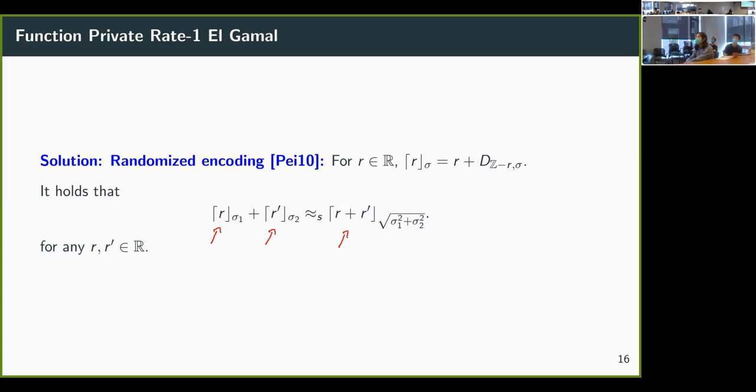Just a quick question about the notation. So the bracket r subscript sigma is an encoding of a real number r, and this is essentially a discrete Gaussian sample centered on r with parameter sigma. Okay. So is it an integer or a real number? It's an integer, right? It's a discrete Gaussian. Integer, but r is not. r plus integer, I guess. Oh, I see. r is what? r is also a real number. Okay. All right.